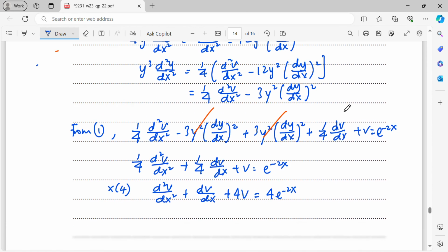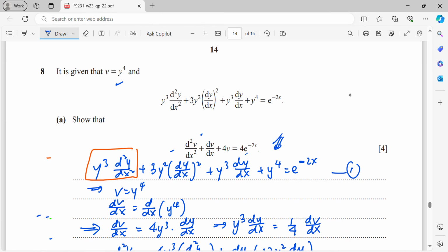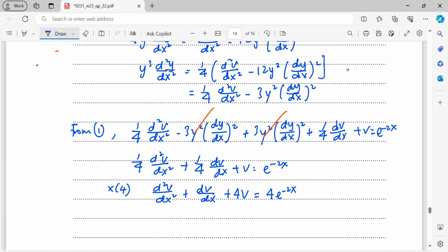So now check with the given answer. It's exactly the same. So shown.